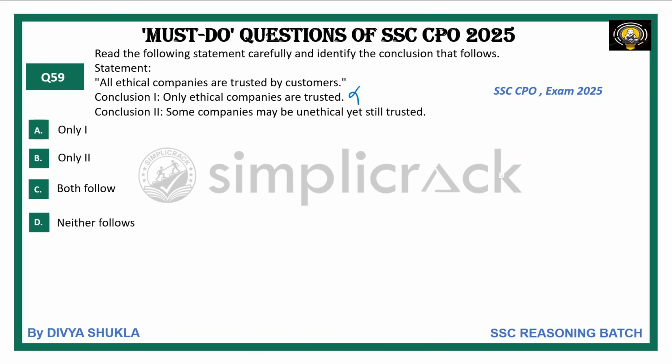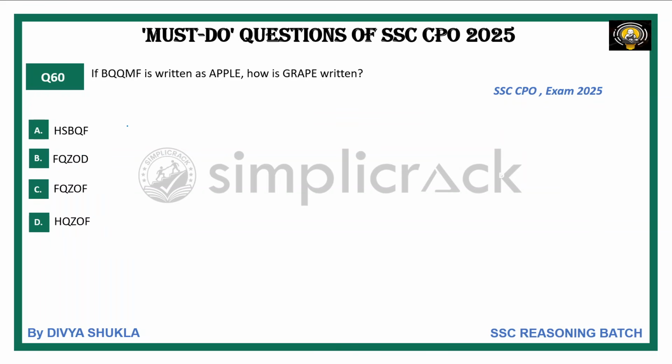Second one: some companies may be unethical yet still trusted. Yes, you can see ethical are trusted, but it is not talking about the non-ethical. But some companies who are unethical may still be trusted. So that is why only the second conclusion is correct.